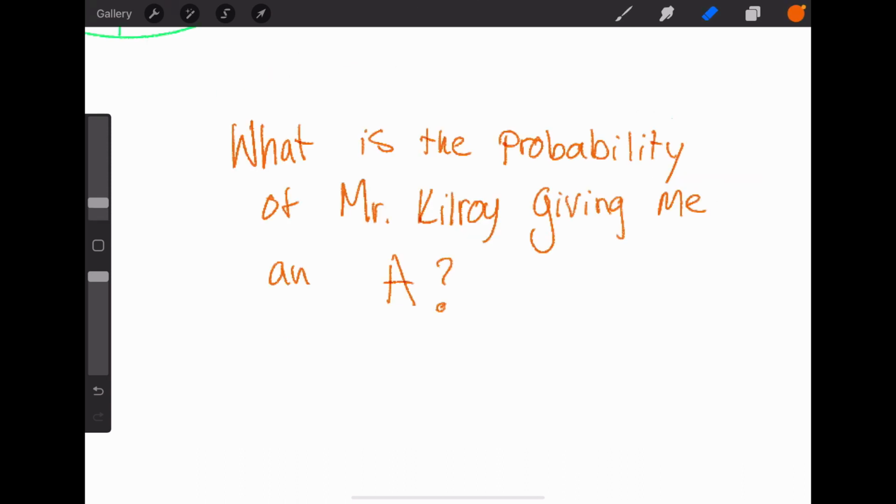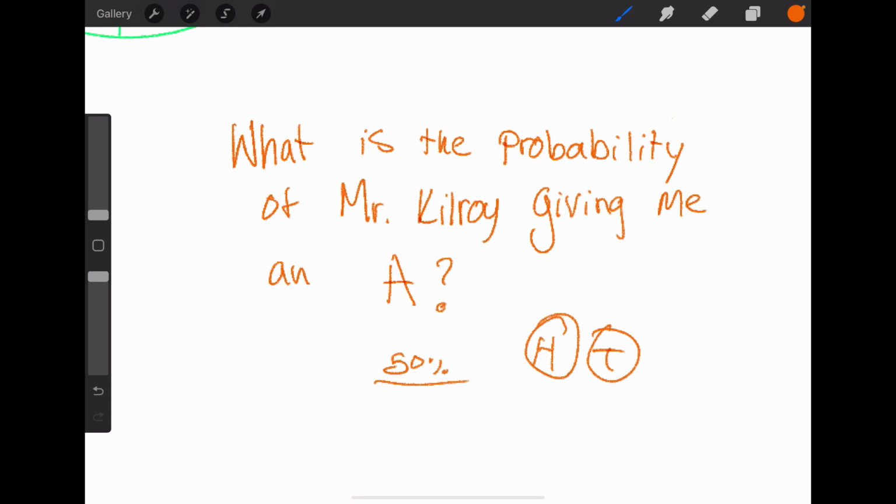Now my final example is probably the easiest question in the history of math, but what is the probability of Mr. Kilroy giving me an A? Now, this is actually a pretty hard one to explain, but let's just say it's a 50-50 chance. So there's a 50% chance that he does it, and we're going to leave it up to the heads and tails classic probability one. I'm flipping a coin right now in my room. If you don't believe me, then I don't know what to do about that.